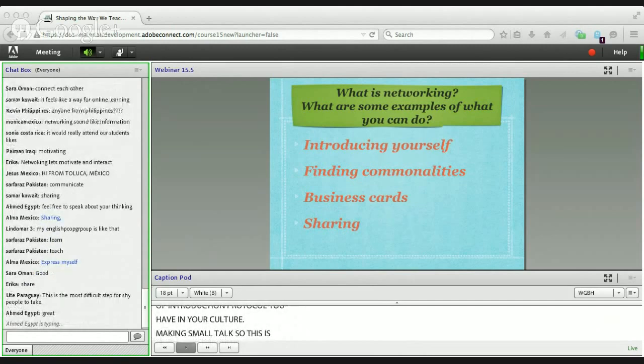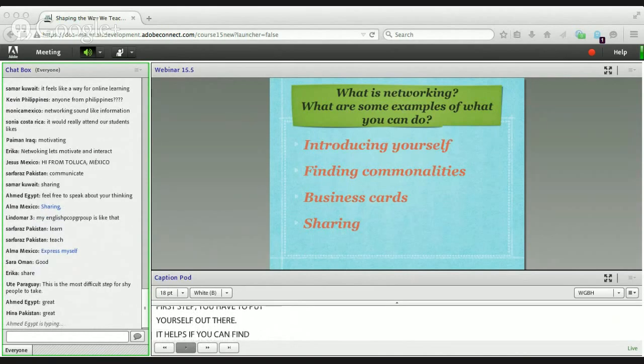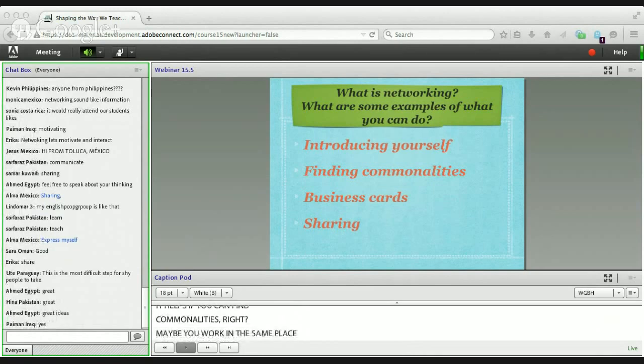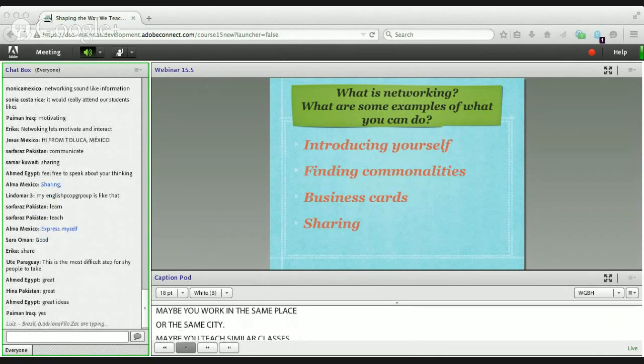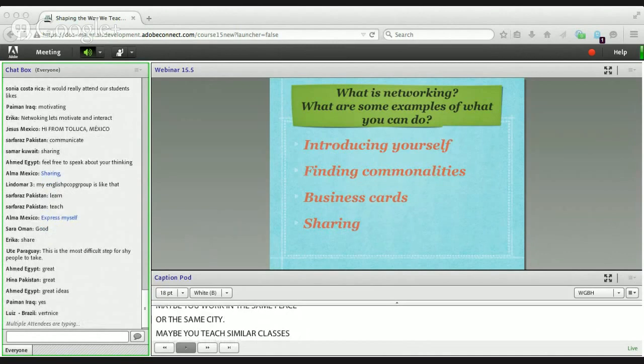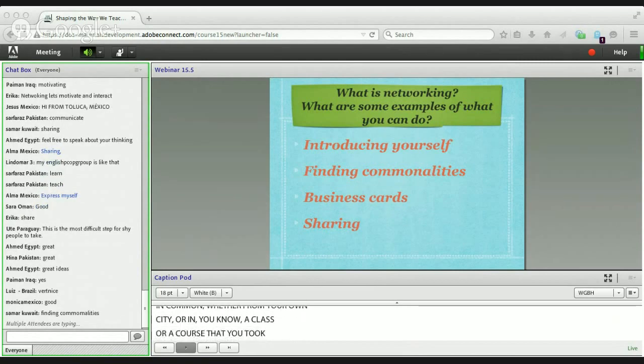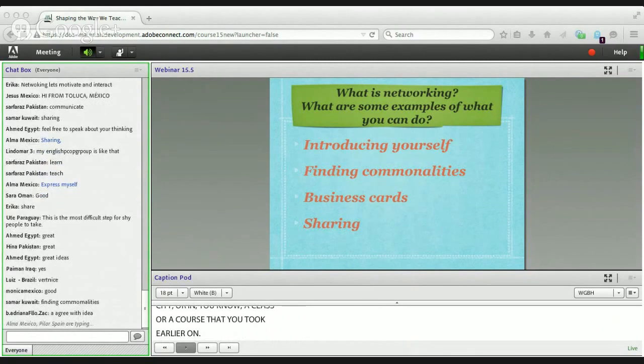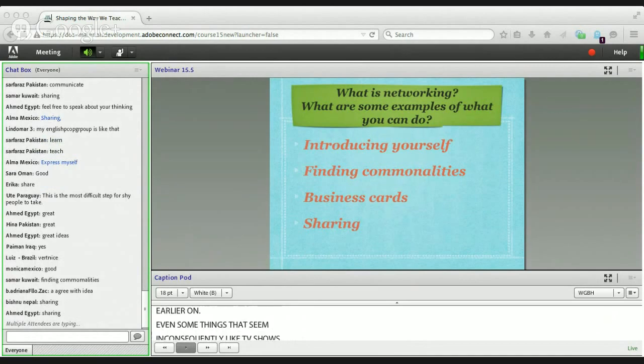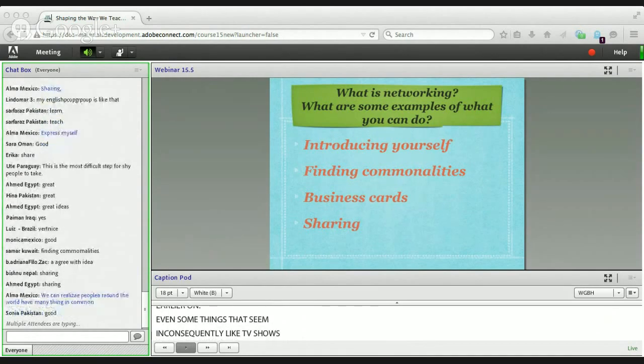It helps if you can find commonalities, right? Maybe you work in the same place, or you work in the same city. Maybe you teach similar classes or the same type of class. Who do you know? Maybe you have people you know in common, whether from your own city or from a class or a course that you took earlier on. Even some things that seem inconsequential, like TV shows or sports teams, or family things. Maybe you come from a big family or a small family, right? Just finding something to connect on can be very, very helpful.